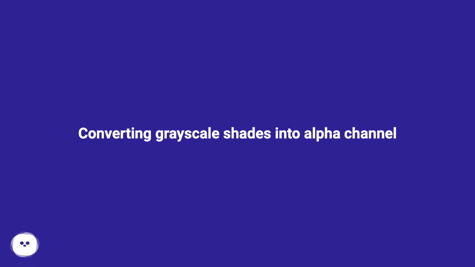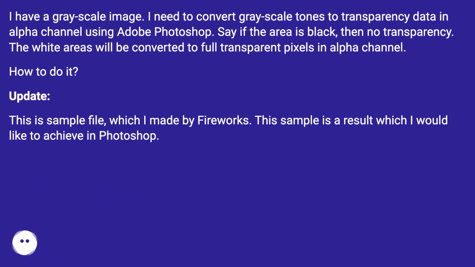Converting grayscale shades into alpha channel. I have a grayscale image. I need to convert grayscale tones to transparency data in alpha channel using Adobe Photoshop. Say if the area is black, then no transparency. The white areas will be converted to full transparent pixels in alpha channel. How to do it? Update.